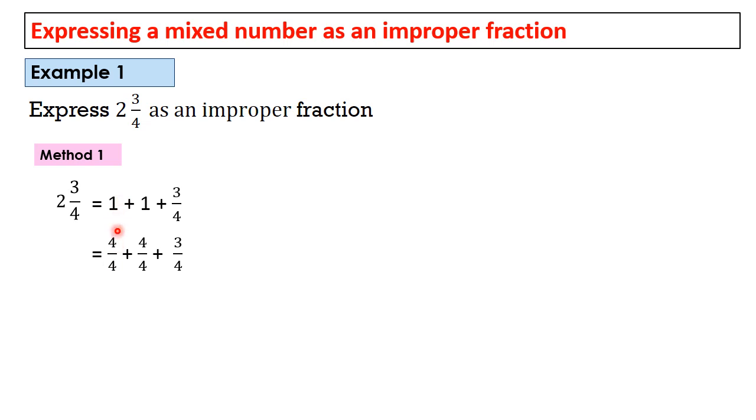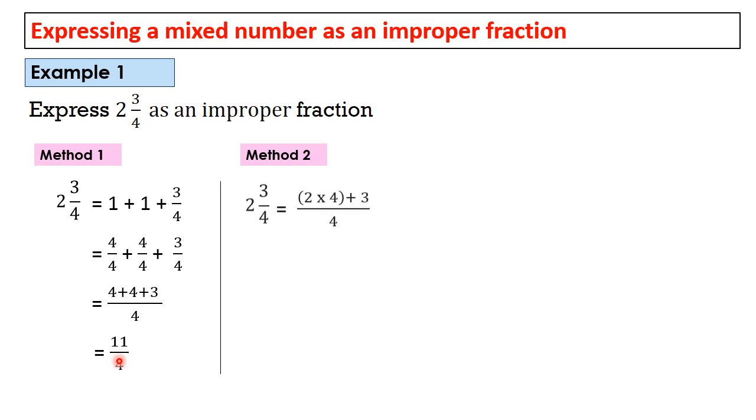After writing the whole number part as improper fractions, let's add the total, that is going to be 11/4. So 2 3/4 is equal to 11 over 4. This is the first method of converting a mixed number into an improper fraction. By separating the whole numbers and the fractional part, we can get the answer. Let's see the second method. In fact, the second method is rather easier than the first method.